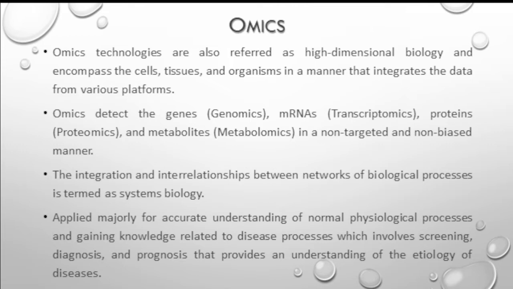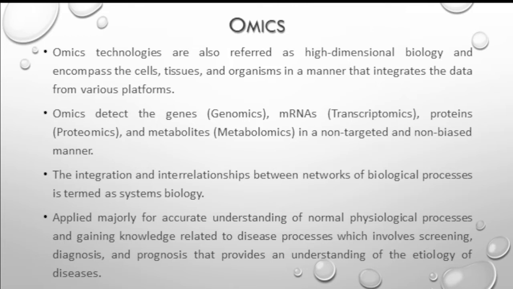Omics that detects the genes, this branch is known as genomics. Omics that detects the mRNA, studies the mRNA, is known as transcriptomics. Likewise, proteins are detected in proteomics, while metabolomics focuses on metabolites. The integration and interrelationship between networks of biological processes is termed as systems biology. We'll talk more about omics in detail and systems biology later in this lecture.